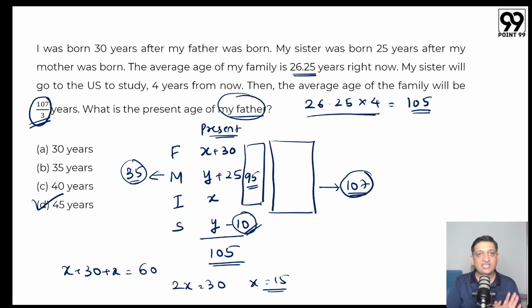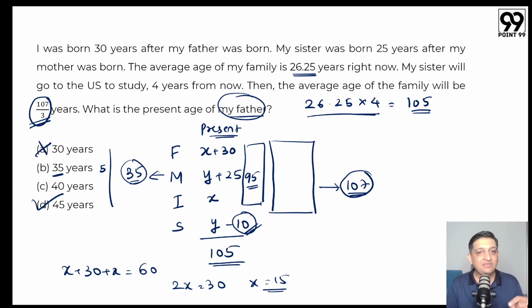What you can do here is you can also look at the options and try to figure it out. Let's say the age of my father is 30 years and I was born 30 years after my father was born. That makes my age 0. So I cannot say that this is my answer. If my father is 35 years old, I will become 5 years old at this point in time. And again, I will be able to say that my sister was born 25 years after my mother was born.